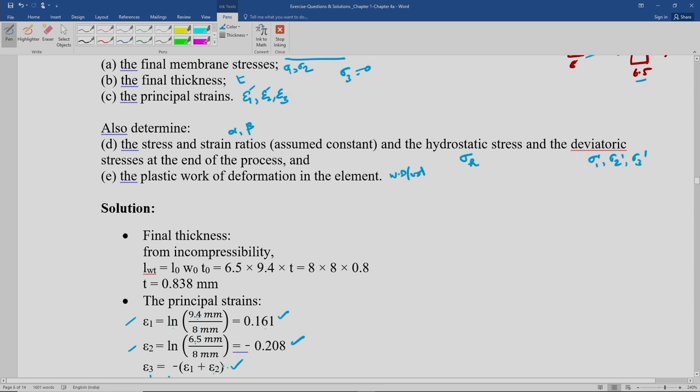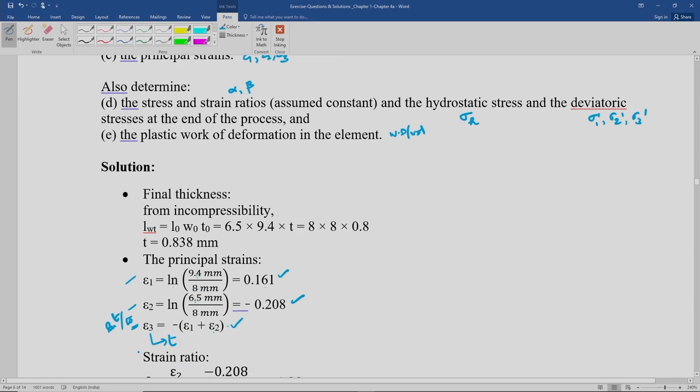That means now epsilon 1 is found out, 2 is found out, 3 can be found out from this equation. Okay. So, 3 equations can be obtained. Okay. If epsilon 3 is known, then epsilon 3 is nothing but ln of T divided by T naught. Right. So, T naught is 0.8, so that will give you T. That is one route to follow.